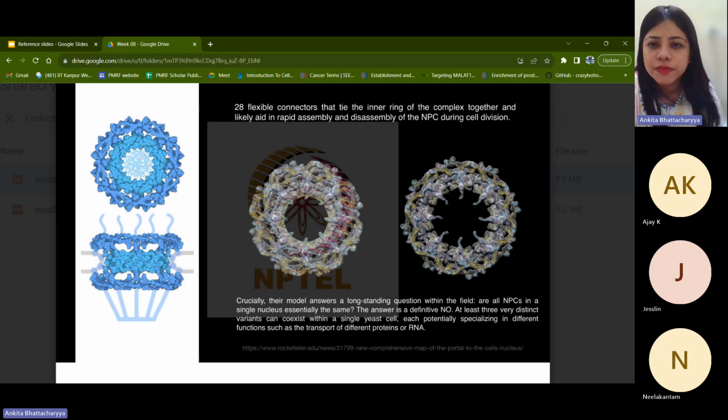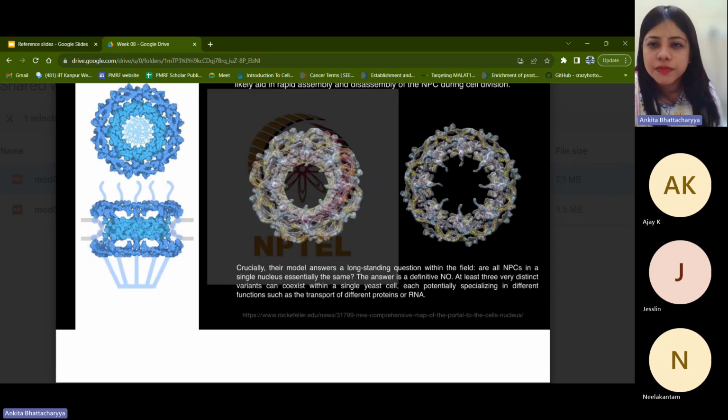This brought about the question: are all NPCs, or nuclear pore complexes, in a single nucleus essentially the same? The answer is a definitive no. What you can see here is that there are three very distinct variants that are capable of coexisting within a single yeast cell. Each of them has different functions. They are responsible for transporting different types of proteins or different types of RNA. And based on their function, there is possibly some sort of specialization that exists at the level of the nuclear pore complex.